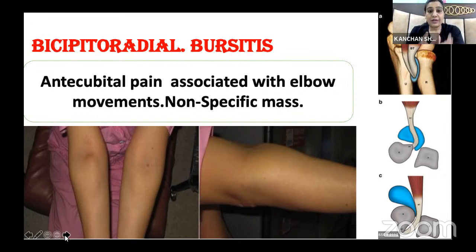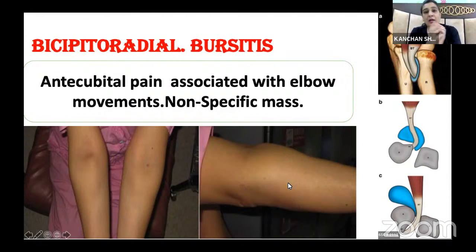Coming to the bicipitoradial bursitis, as I have told you previously, when the tendon is getting attached to the radial tuberosity, you have a bursa over there, right? So if there are reactive changes in that bursa because of the inflamed tendon, this bursa is going to get inflamed. And if you just ignore it, then what happens? The bursal layers are going to get fibrosed. This is going to present like a lump on the anterior aspect.